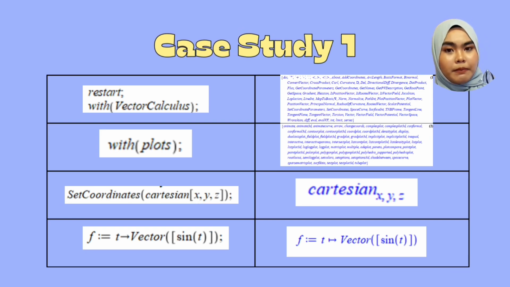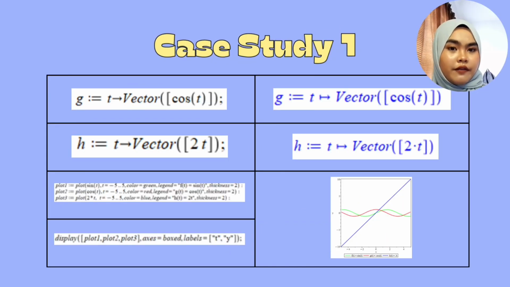For the Maple command of our project, I will start with case study 1, in which we use restart to clear all the previous values, and then we use with(VectorCalculus), and then to plot the graph we use with(plots), and then set the coordinates to Cartesian x, y, z. Then we declare the variables: f(t) vector sin t, g(t) vector cos t, and h(t) vector 2t, and then we plot the graph and display, and we got the graph like that.